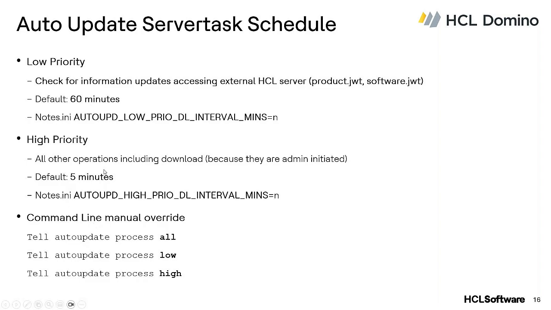We have the same for high priority work. There's an ini, and the default is 5 minutes. So everything else that is not connecting to the internet is on the high priority schedule. So each server and the download server, they all pull every 5 minutes by default. If you want to have it triggered immediately, there is a tell command, tell AutoUpdate process low or high or both when you specify all. This helps especially when you test the feature. You want things to happen immediately, right? In normal operations, you probably don't need it that much.